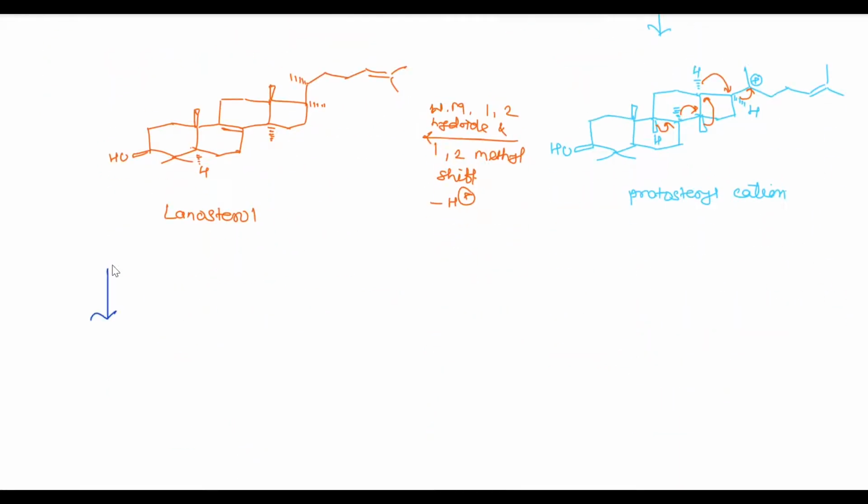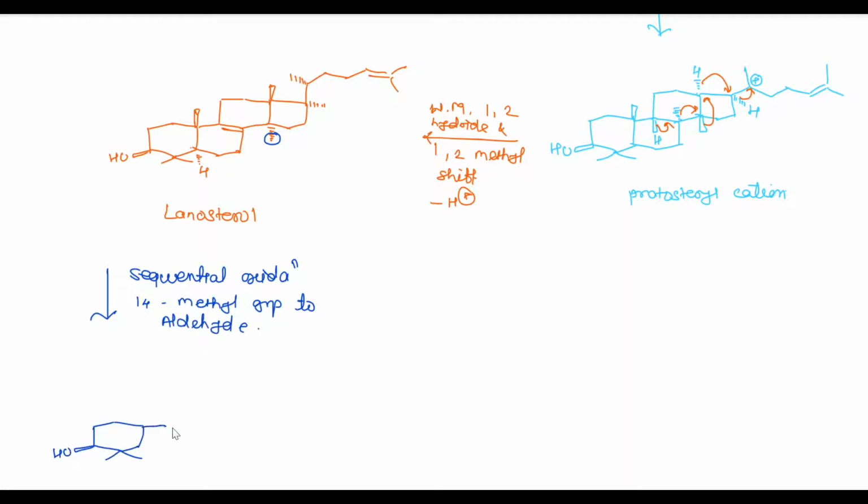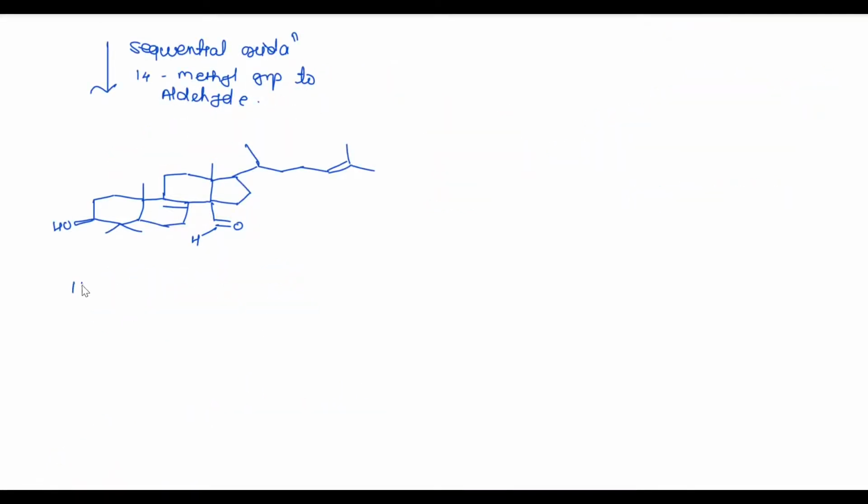In the next step, sequential oxidation of this 14-methyl group to aldehyde, and we get here the aldehyde. This is known as the 14-alpha formyl derivative.